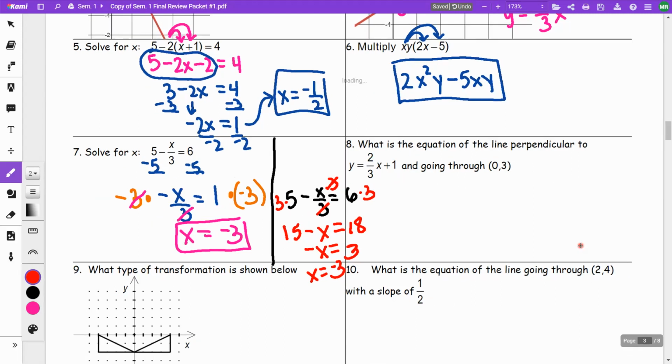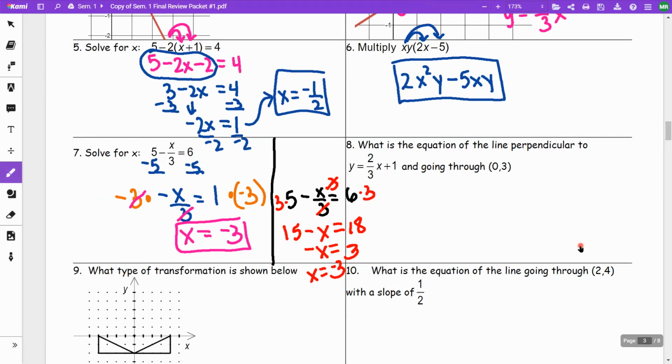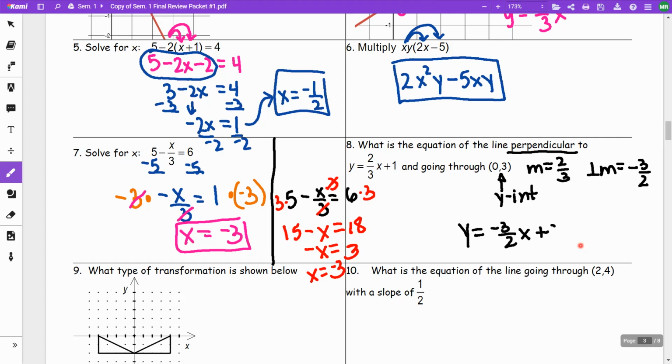On number 8, what is the equation of a line perpendicular? So perpendicular. If my original slope is 2/3, then my perpendicular slope is going to be the negative reciprocal. So it's going to be the opposite sign, so negative, and then flip it, 3/2. And this happens to be my y-intercept. They're being very nice. So my equation is going to be y equals -3/2 x plus 3. That's the equation.